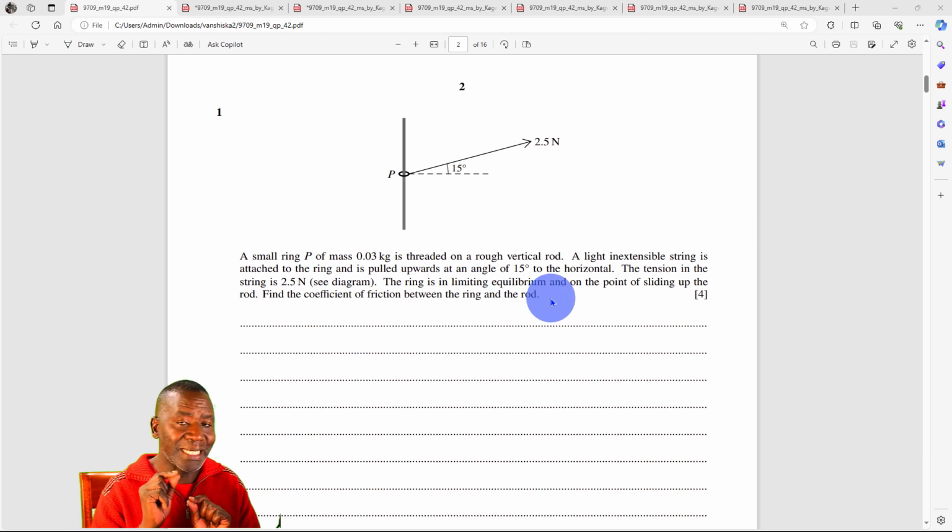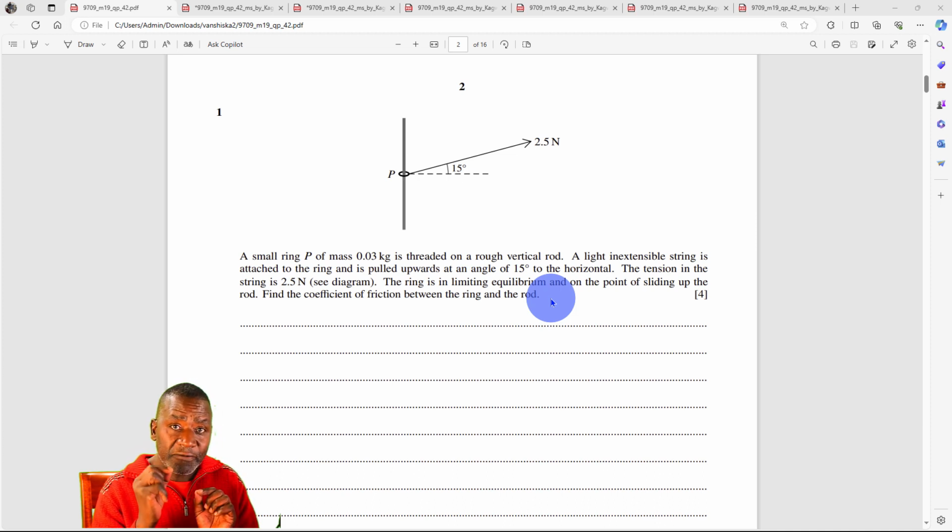They tell you it is in limiting equilibrium so that when it comes to calculating friction force, you can use the equation friction force F equals mu R, which is the coefficient of friction times the normal component of the contact force. The other concept you should realize here is that they've told you it is in equilibrium so that you can know that the resultant force acting on the ring is zero. Very important. So you're told that it is in limiting equilibrium, and on the point of sliding up the rod.